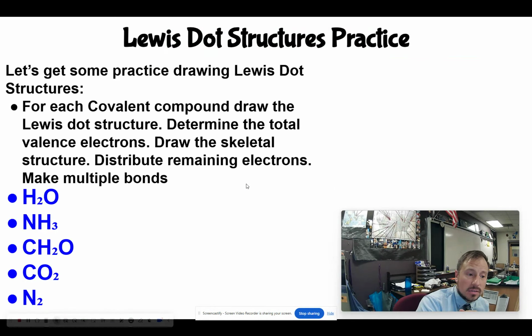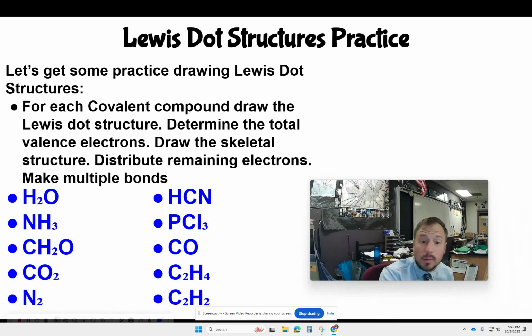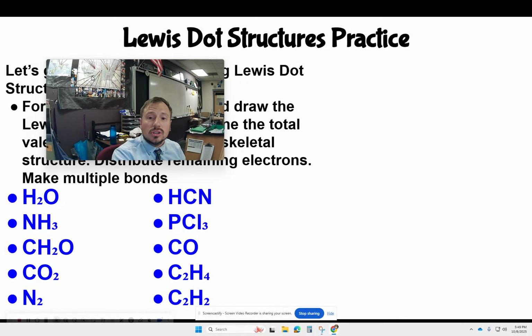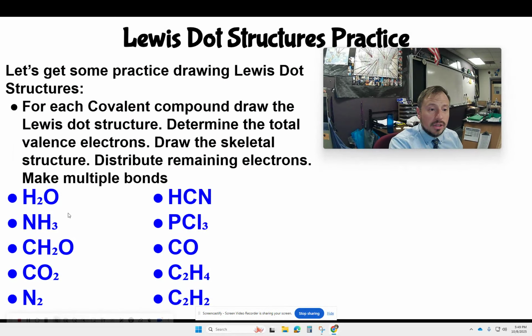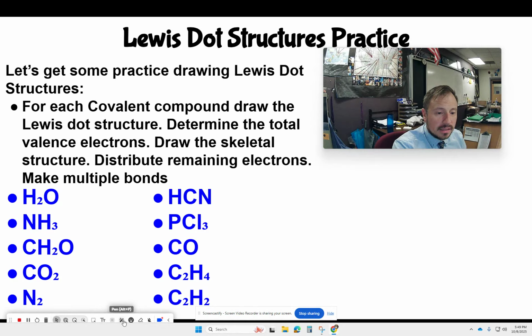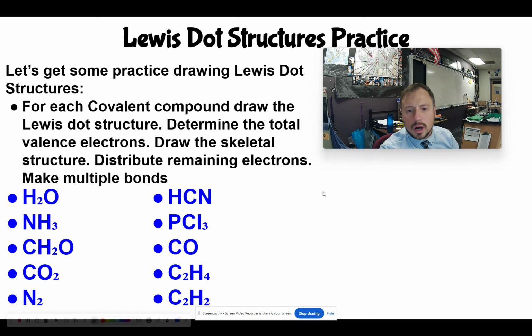So here is some practice, right? I won't do all of them. You can practice them on your own, but let's just go ahead and do some of them. I'm going to do just a couple of them here. Let me go ahead and I'll do H2O, water. So the first thing is I've got to decide how many valence electrons each of them has. Hydrogen has one, so I have two of them, so two valence electrons from hydrogen. Oxygen has six. So I add those up, and you're going to have 8 valence electrons.